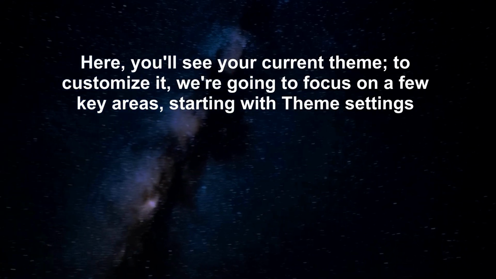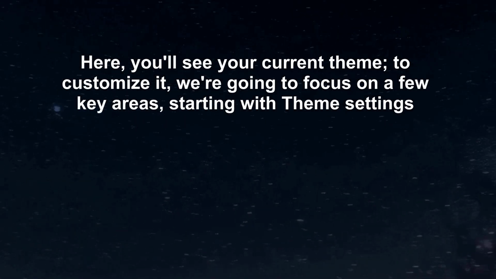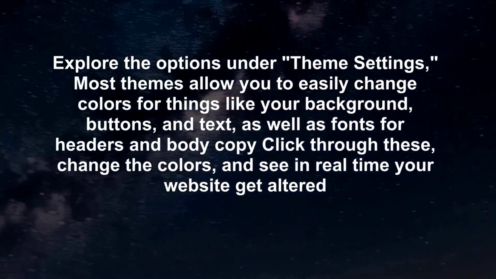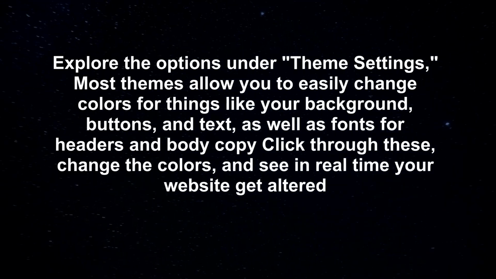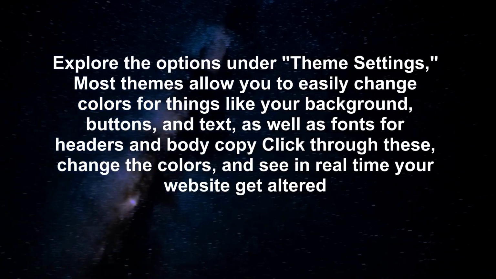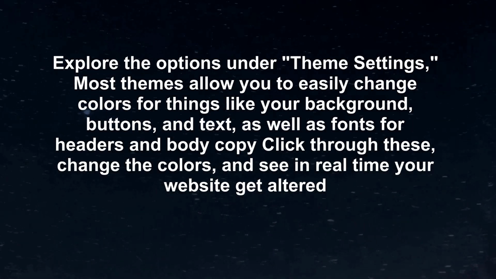To customize it, we're going to focus on a few key areas, starting with theme settings. Explore the options under theme settings. Most themes allow you to easily change colors for things like your background, buttons, and text, as well as fonts for headers and body copy. Click through these, change the colors, and see in real time your website get altered.